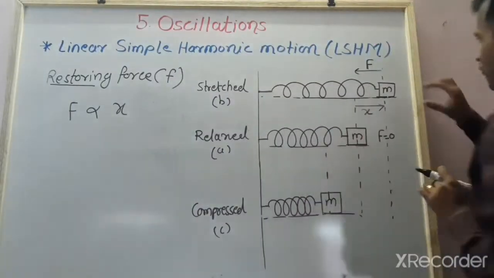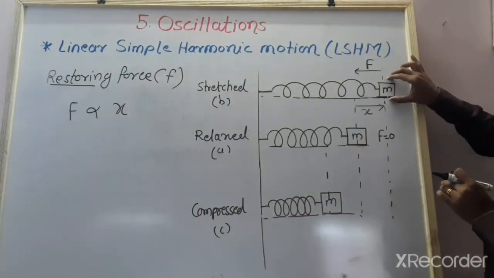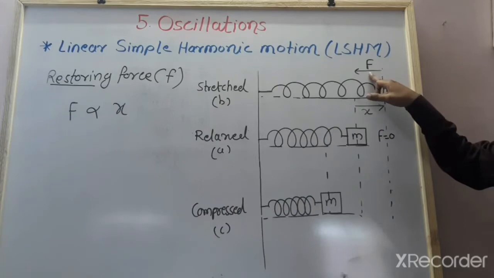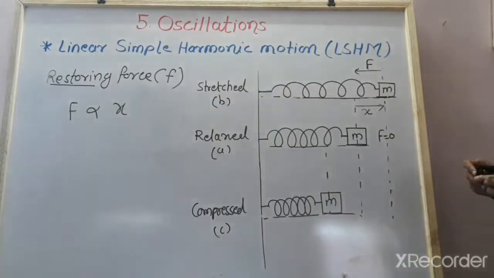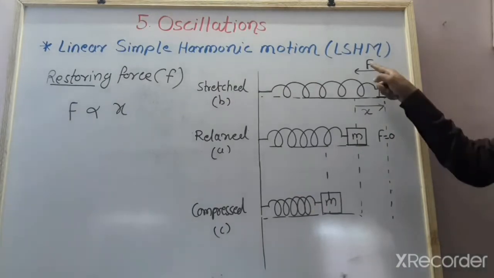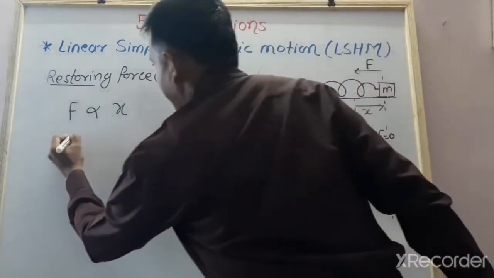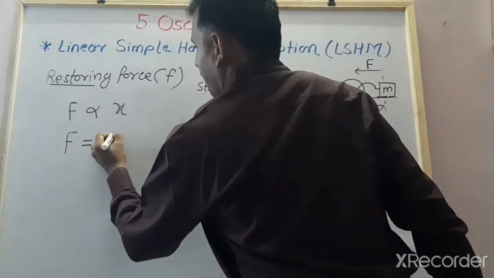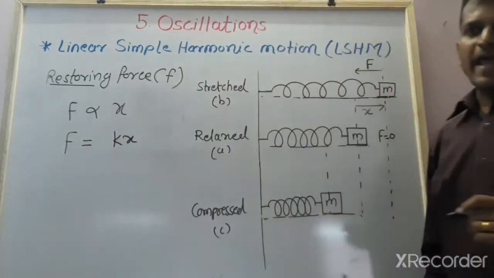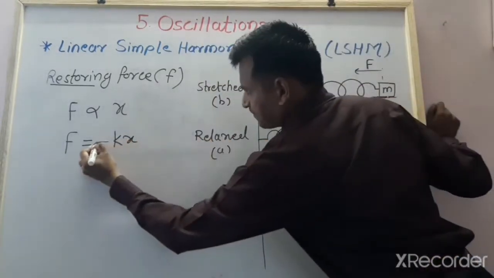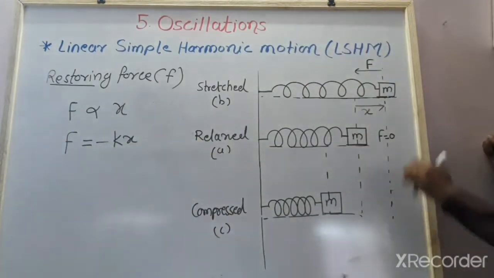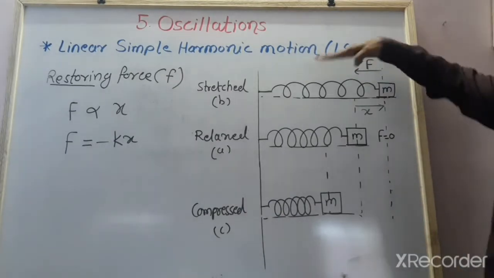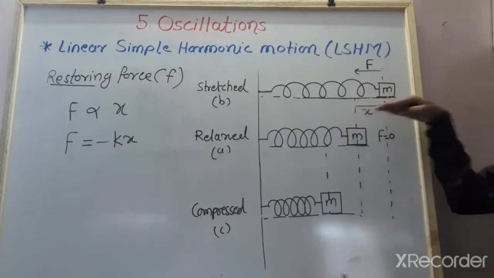When we move the block again toward the right side, displacement increases. At that time, the force also goes on increasing. These are directly proportional. In this case, the force and displacement are in opposite directions, so we can write that this restoring force is equal to minus K into X. The significance of this minus sign is that the displacement and force are in opposite directions. This is the direction of the force toward the mean position, and this is the direction of displacement, away from the mean position.